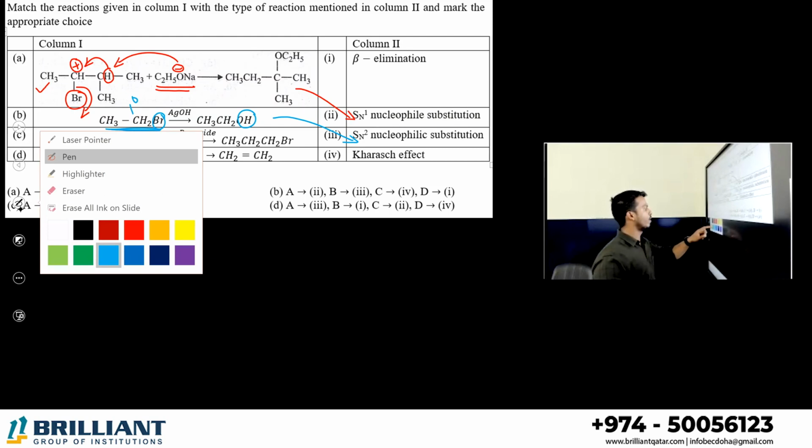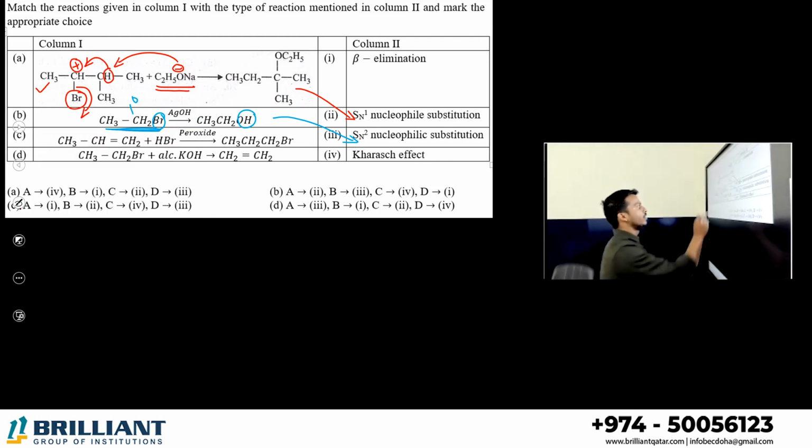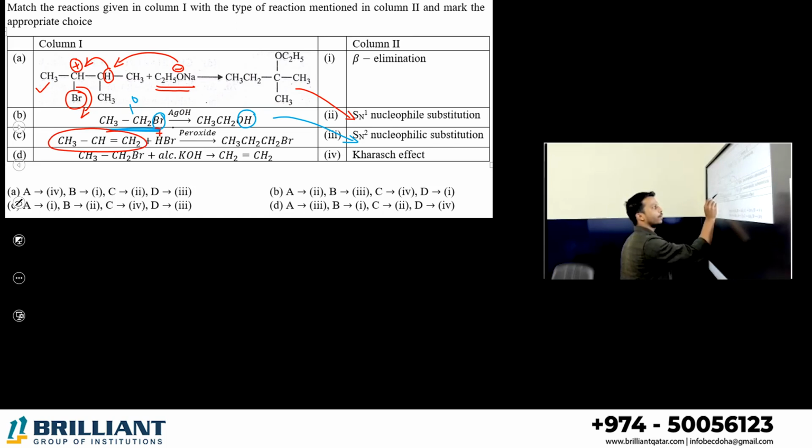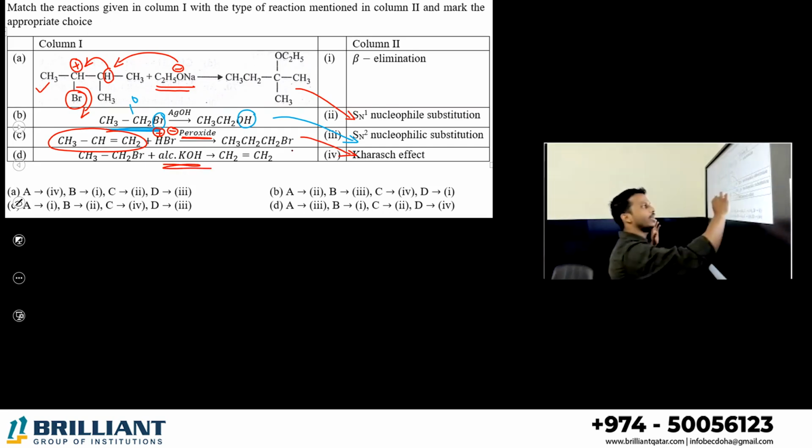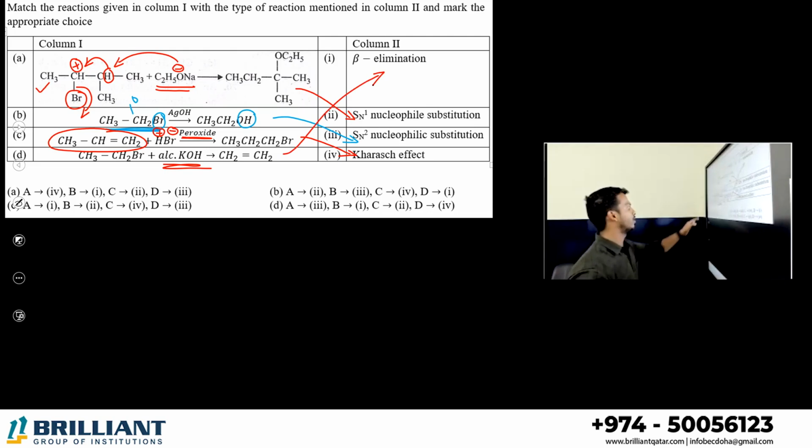Alright, next one. What is the next one? Very simple. This is an unsymmetrical alkene to which you are adding H plus and Br minus in presence of peroxide. It is called anti-Markovnikov rule or peroxide effect or Kharasch effect. Yes or no? So C1 we can match with the fourth one. And what is the last one? Alcoholic KOH. No confusion. Beta elimination. Beta elimination. Tell me your answer. Which option is more matching?